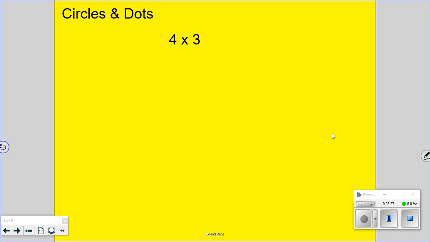Circles and dots. Raise your hand to read that expression to me in English. Go for it, Marley. I don't have equals blank. I just have 4 groups of 3. 4 groups of 3. My circles.